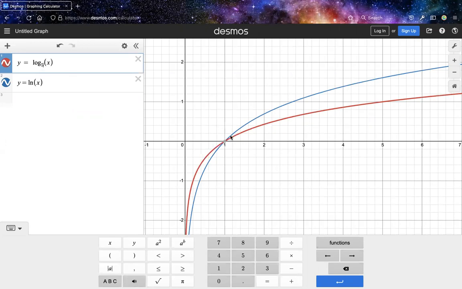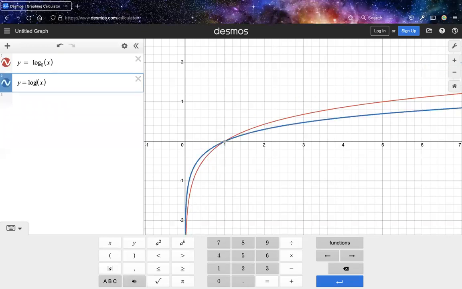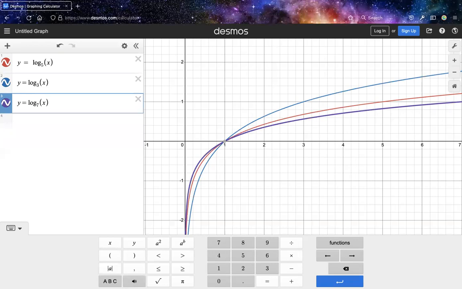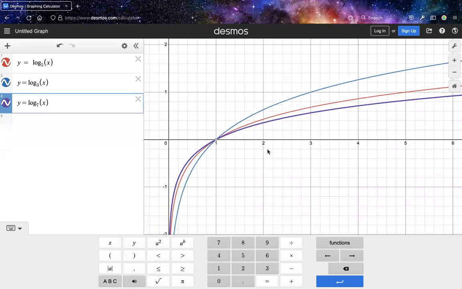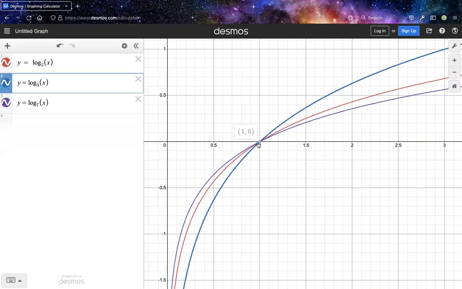So you could do like log 5 of x. This is log 3 of x. Y equals log 7 of x. You notice all of them are passing through this common point here, 1, right?